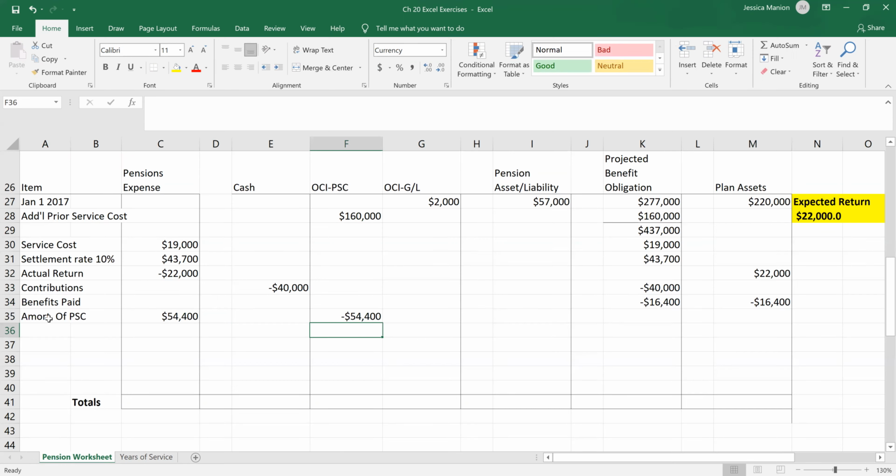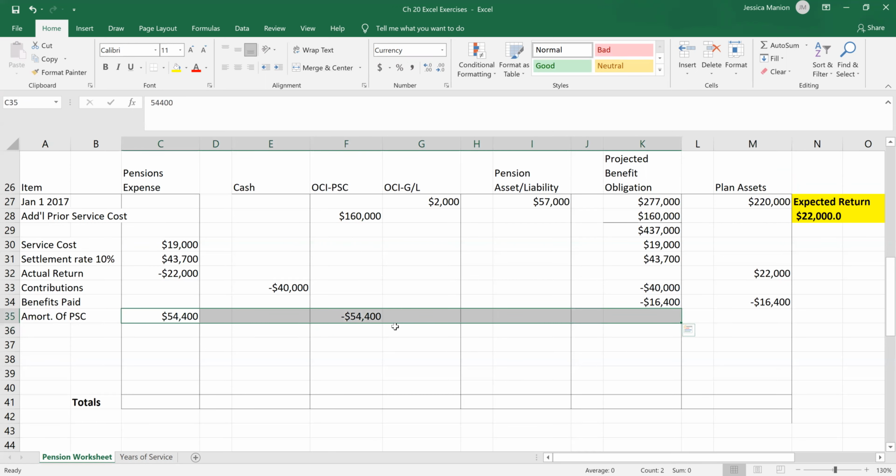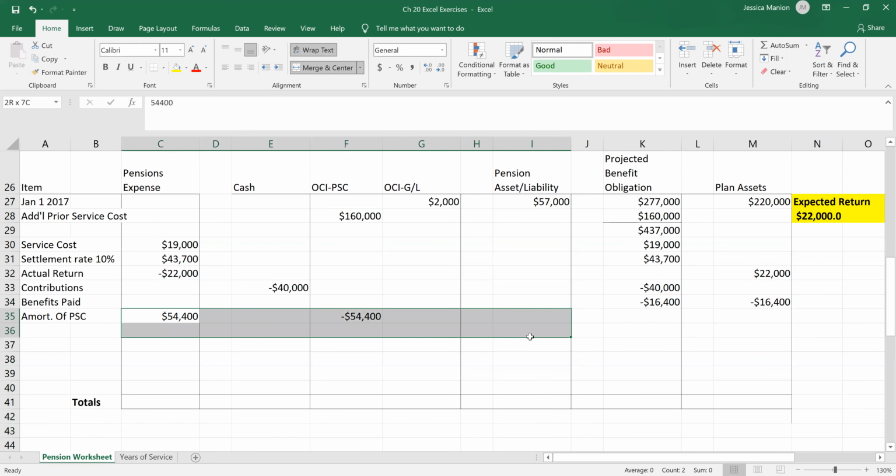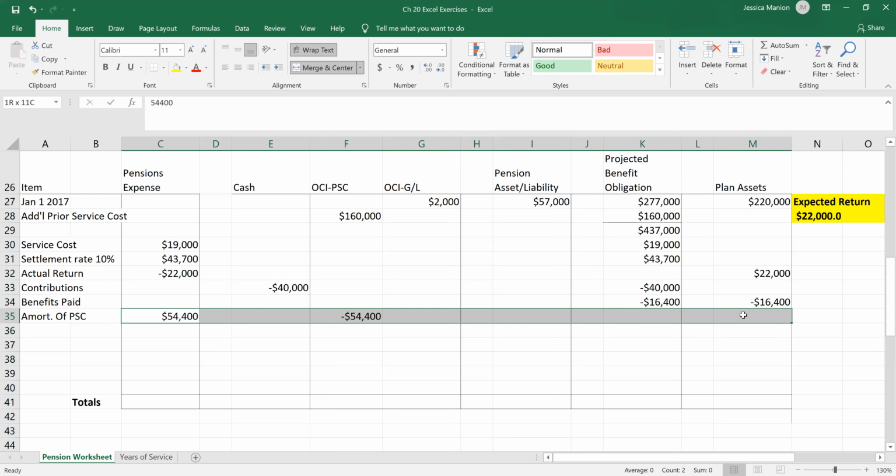Okay. So now let's look at our totals. That was the last thing we had for this year, the amortization of the prior service cost. Again, that prior service cost is 160,000, but we're amortizing 54,400, right? Let's come up with some totals and see where we're at, because we still need to adjust this pension asset liability column, but let's see how much we need to adjust it.